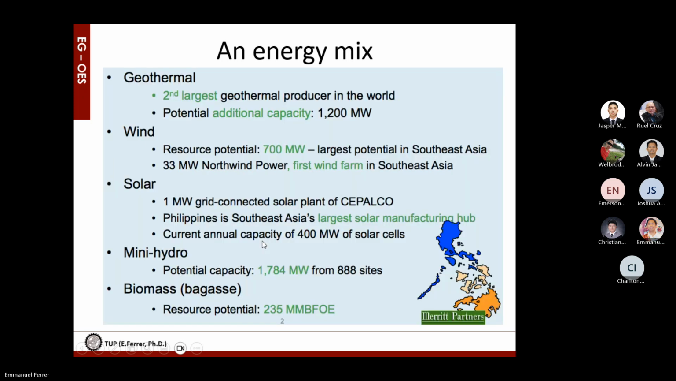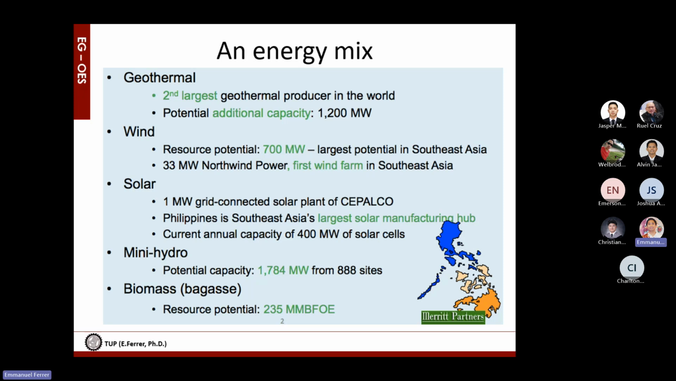So this is an example of an energy mix for the Philippines, and I'm not sure how old this data is, but for geothermal energy, the Philippines is the second largest, in the top 5. We have a potential additional capacity of 1.2 gigawatts. That large. For wind in the Philippines, we have a resource potential of 700 megawatts, the largest in Southeast Asia. And the North Wind Power, which is 33 megawatts, is actually the first wind farm in Southeast Asia.